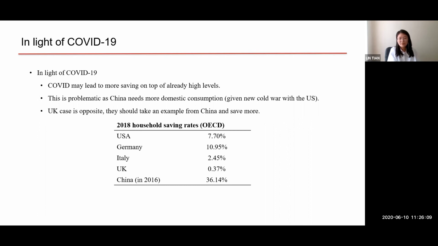Apparently, this would be really problematic given the already high saving rate in China. And apparently, China needs more consumption, especially nowadays when it cannot rely on exports as much due to the new Cold War between China and the US. But in UK, things are exactly the opposite. According to data from OECD, in the UK, people almost don't save. The saving rate is only less than 1.